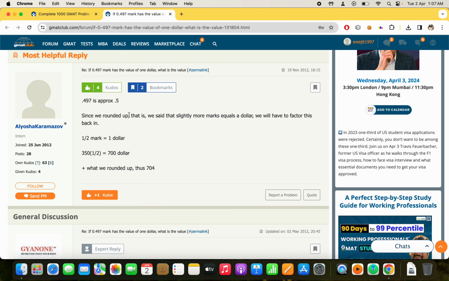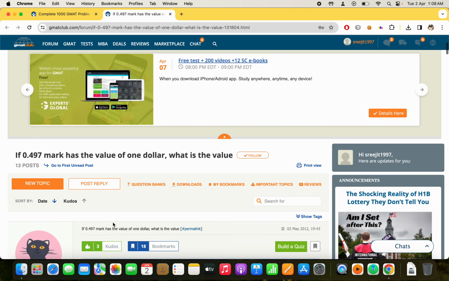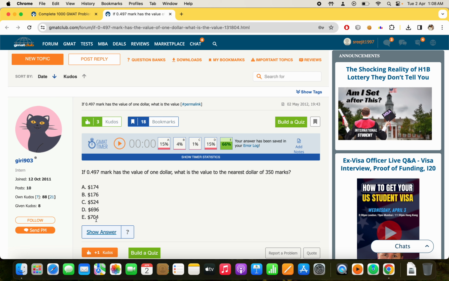So the best part is to do it in the 0.5 approach. So 0.5 will give 10 to the power 4, 7. So something around 700. So 700 we have rounded up. So that's why it will be 704.